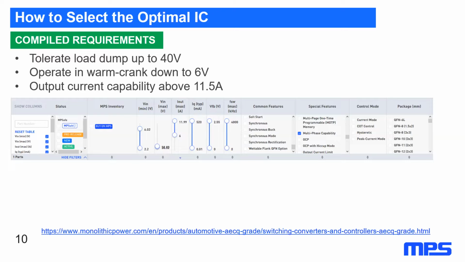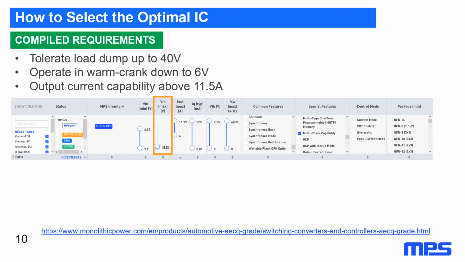We can go, for example, to the MPS website and filter on the automotive product section. You have the link below. We can filter our converters by input voltage, output current, and some other parameters. So we'll start to check there. First, we filter by the input voltage. We know that our converter must operate up to 40 volts input.